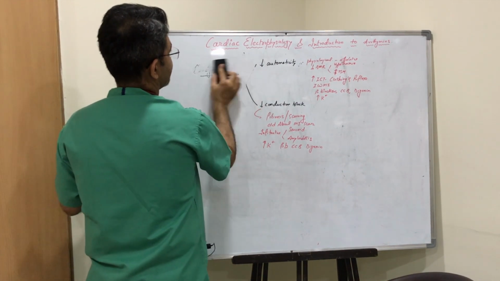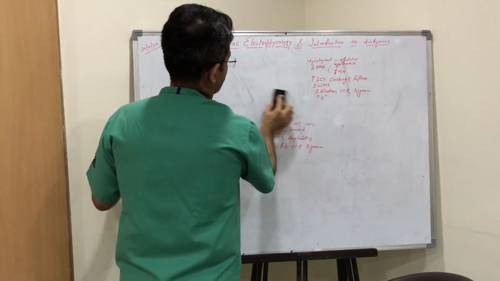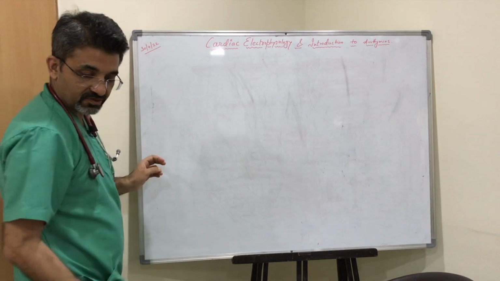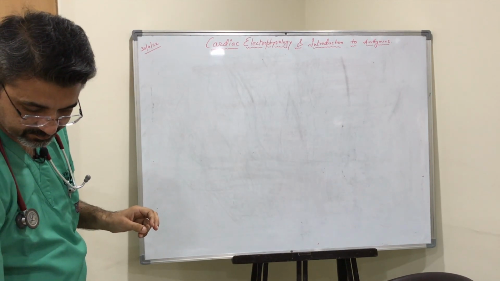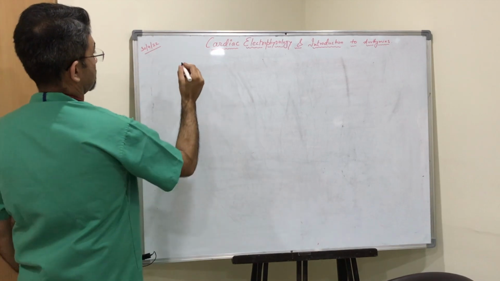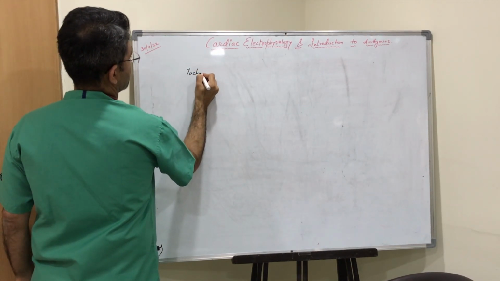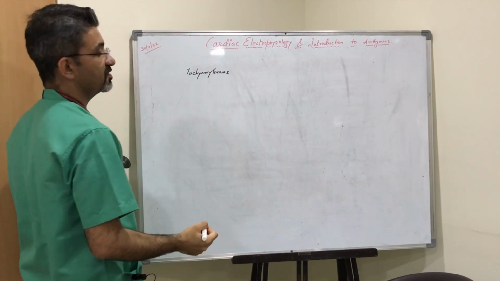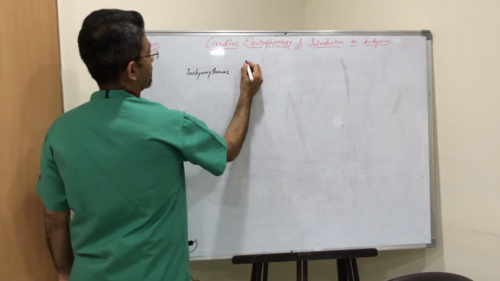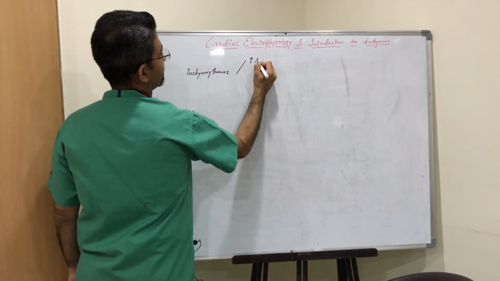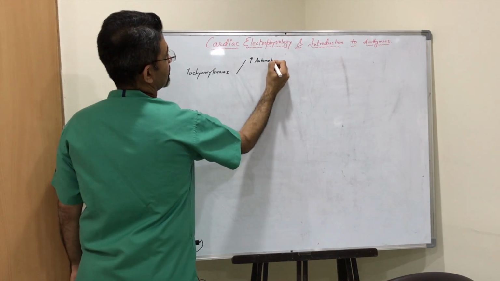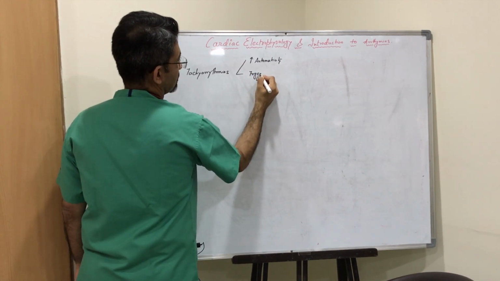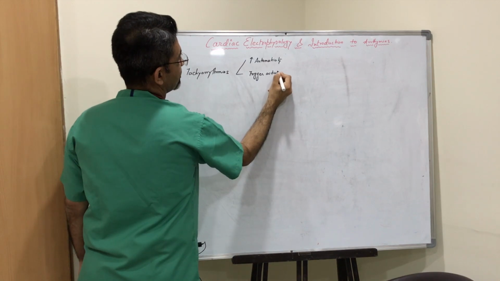Now we'll talk about tachyarrhythmias. If we talk about tachyarrhythmias, we have three mechanisms. One is increased automaticity, second is triggered activity, and third is reentrant circuits.